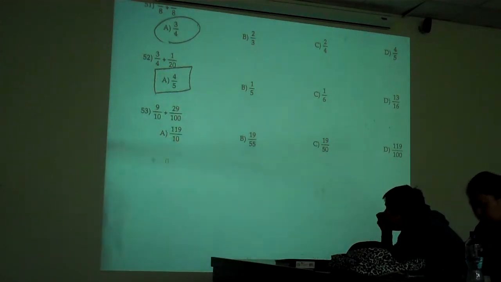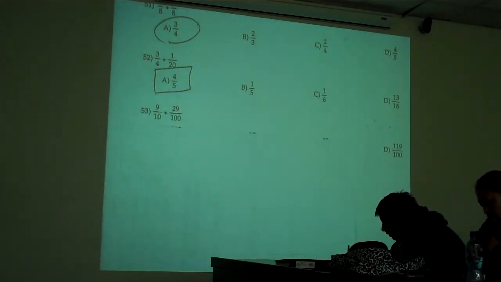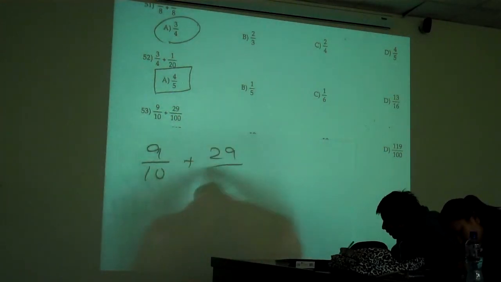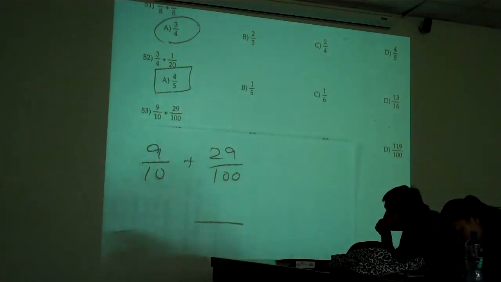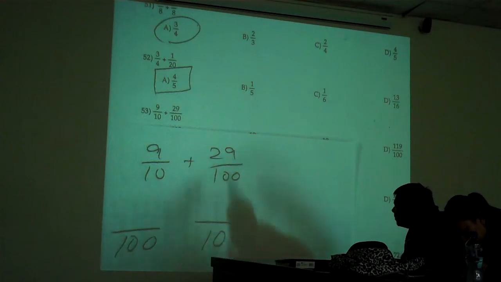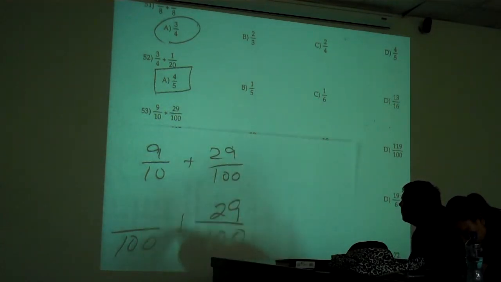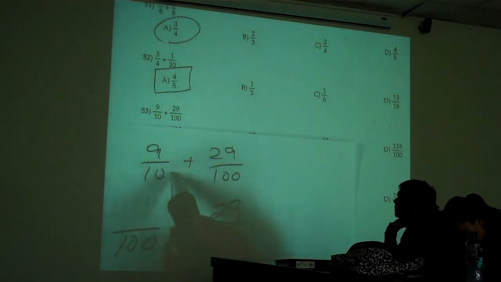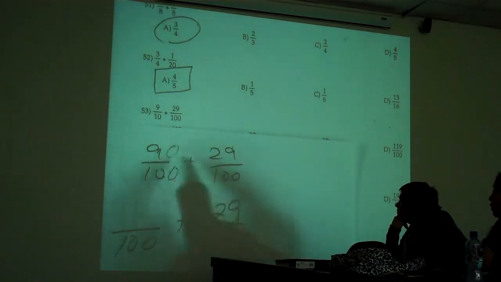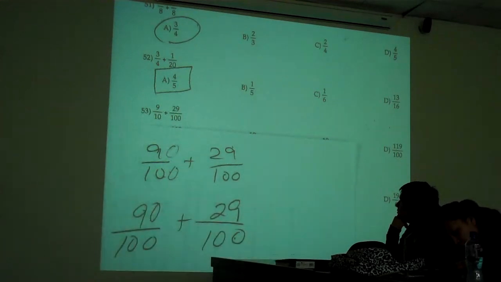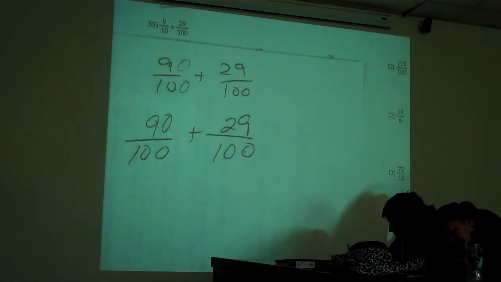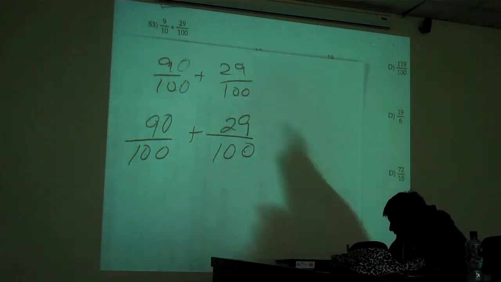Okay, 9/10 plus 29 over 100. What do you need? Common denominator, which is 100. This is already 100, so it stays the same. This, we multiply it times 10, or we added a 0. So we have to add a 0 to the top, which makes it 90. So now you have 90 100ths plus 29 100ths.